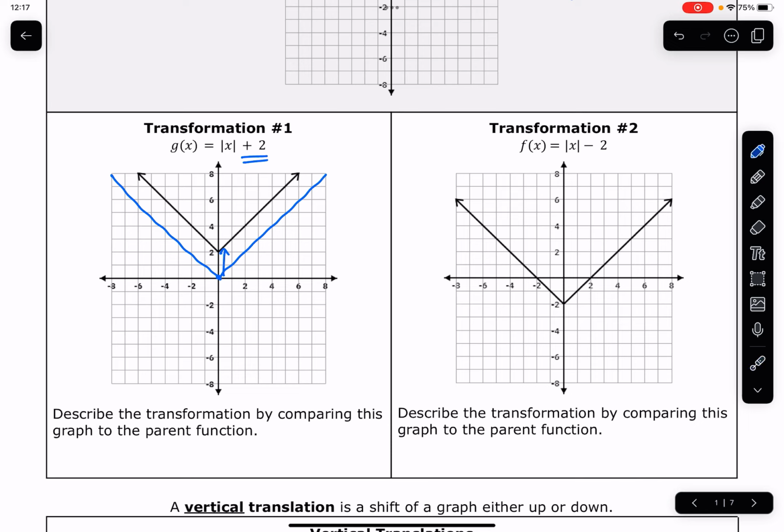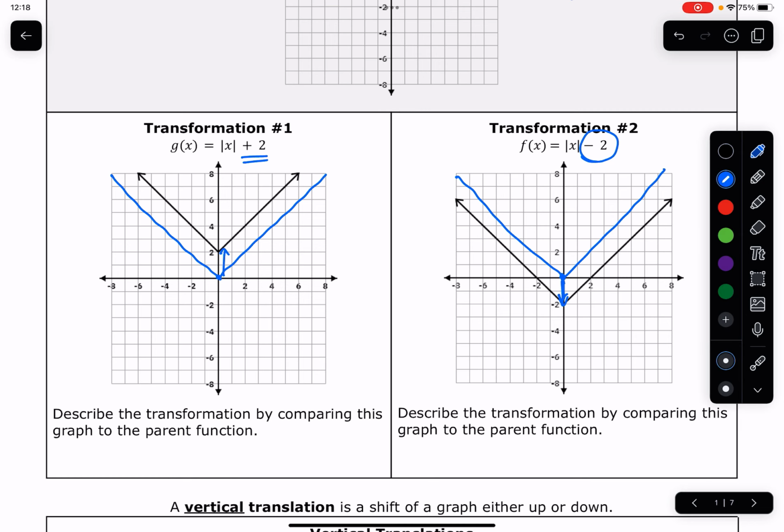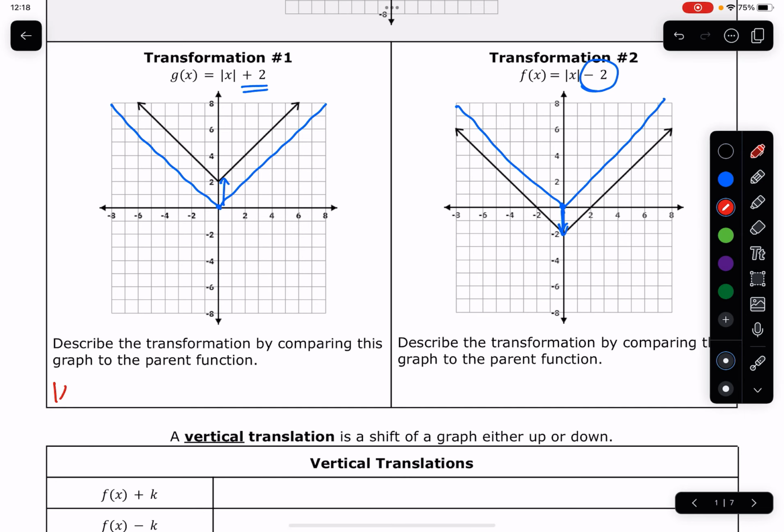Now, here's the original parent function where the vertex is at 0, 0. If it's shifted down 2 units, that's the result of subtracting 2. So the way we describe these two transformations: on the left, we say that the absolute value function is shifted 2 units down. And over here, our absolute value function is shifted up. And this one over here on the right is down.